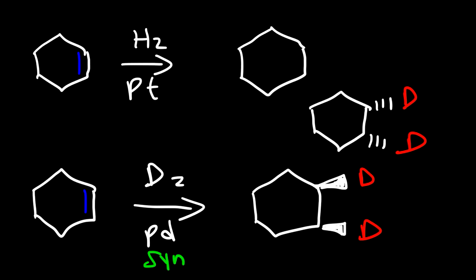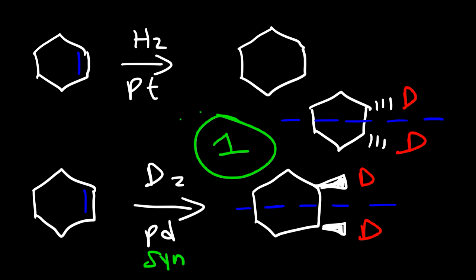Now it's important to understand that these two compounds are meso compounds. Notice that we have an internal plane of symmetry. They're not enantiomers. So therefore, these are identical compounds, which means we only get one product in this reaction. These two compounds are the same.